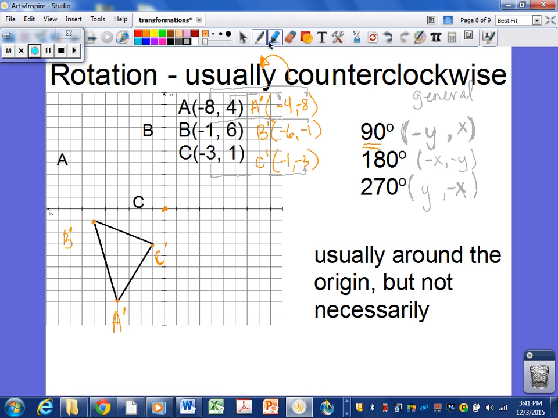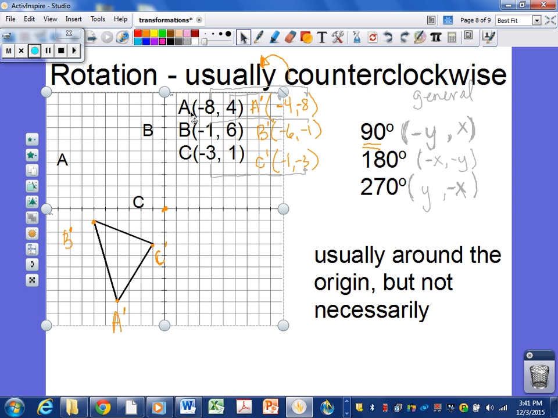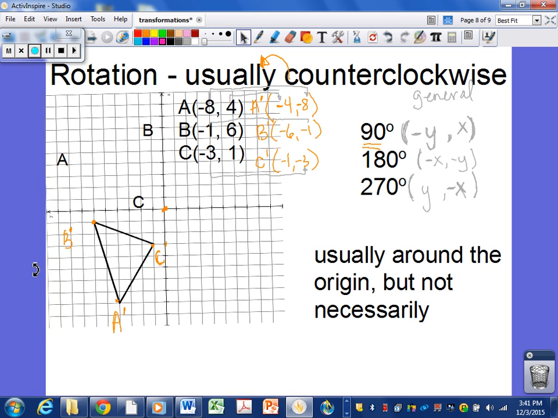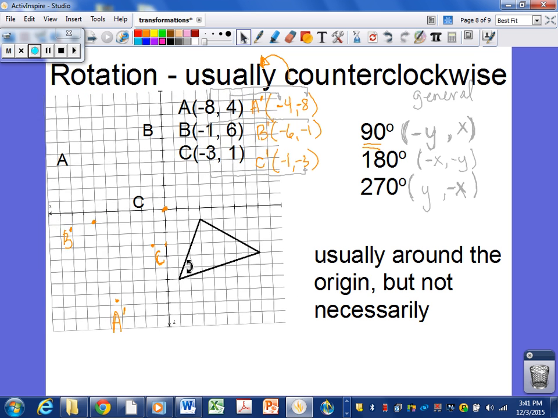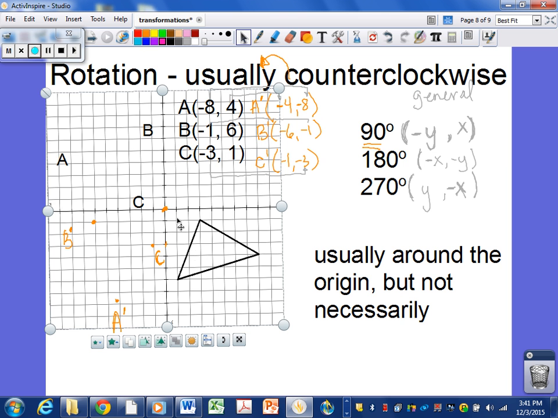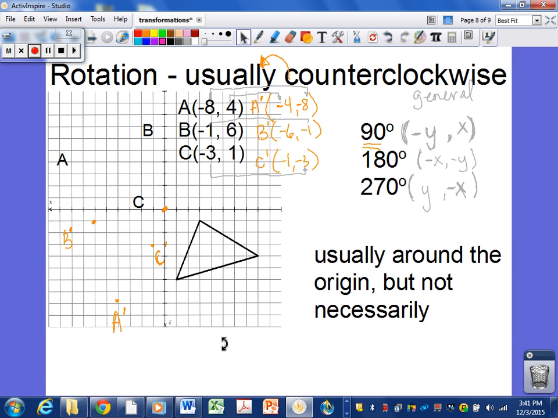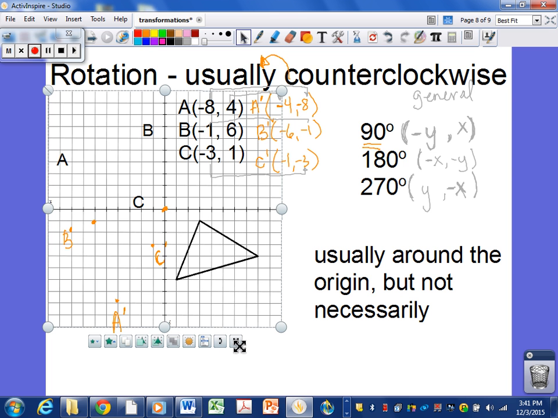Okay, let's show that over here with the picture. So (-8, 4) under a 180-degree rotation: if we move it over here, it's now at (8, -4). So the x's and the y's just change signs. They don't change places when you do a 180-degree rotation. Okay, so hopefully that's helpful with rotations. If not, you can always just spin it around and see what you got anyway.